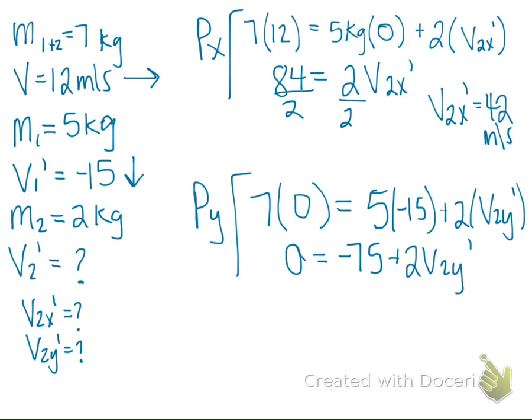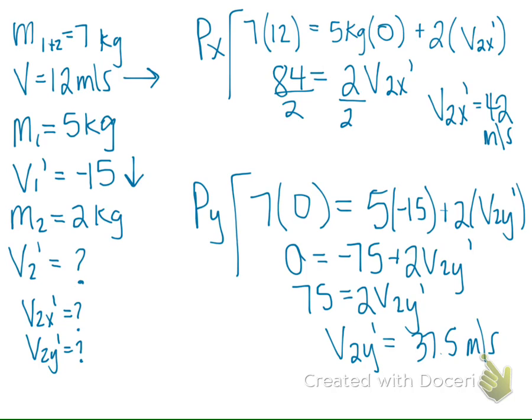Okay, when we add this 75 over, we make sure it becomes positive. We'll divide by 2, and we'll say our v sub 2 y prime is going to equal 37.5 meters per second. Since it comes out positive, that means what direction is it going in? Yeah, up. It's going up. Okay, which is what our picture looked like. If we go back one, you can see that that fragment is flying upward, to the north and to the east.